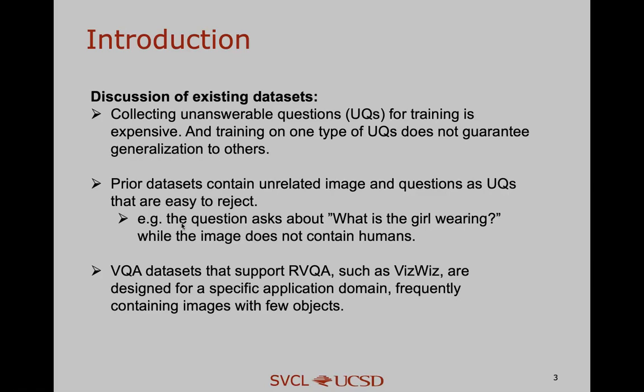There are mainly three challenges of previous datasets. First, collecting unanswerable questions for training is expensive, and training on one type of UQs does not guarantee generalization to others. Second, prior datasets contain unrelated images and questions as UQs that are easy to reject. For example, the question can ask about something that does not exist in the image. Third, VQA datasets that support RVQA, such as VizWiz, are designed for a specific application domain, frequently containing images with few objects.